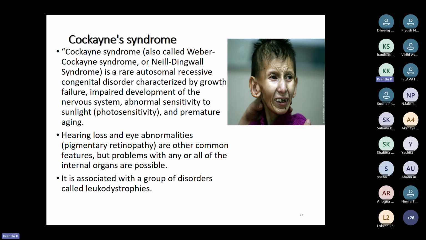Okay, then what is this? Cockayne syndrome. This syndrome is also called Weber-Cockayne syndrome or Neil-Dingwall syndrome. It's a rare autosomal recessive congenital disorder characterized by growth failure, impaired development of the nervous system, abnormal sensitivity to sunlight, and premature aging, hearing loss and eye abnormalities. All these things will happen.